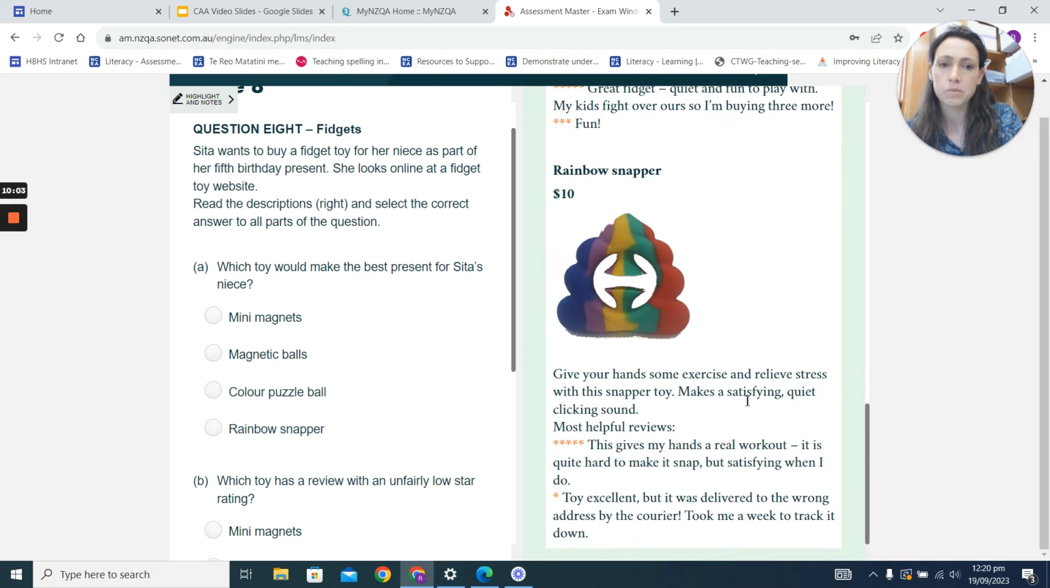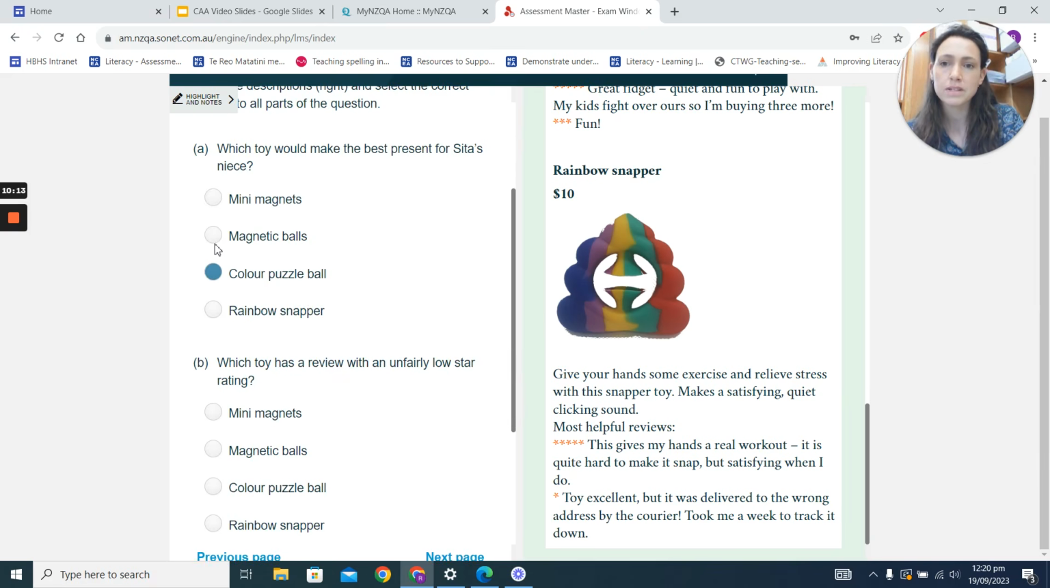Okay, yeah, the Rainbow Snapper. Well, this one is the exercise and stress relief toy. That's not going to be appropriate for the 5-year-old. Therefore, I'm going to click colour puzzle ball. If I press the wrong one, I change my mind, I can move my answer around, by the way.